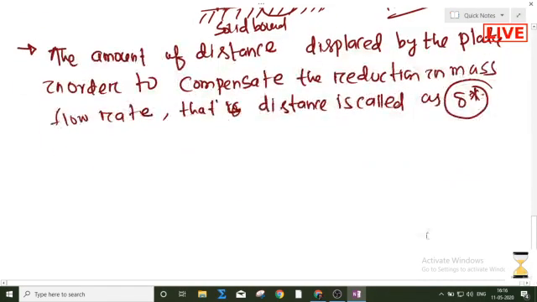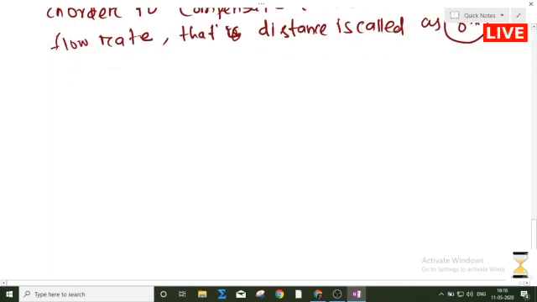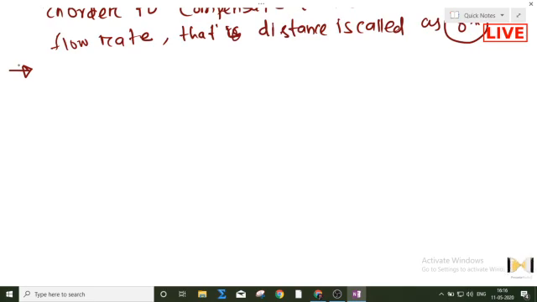As there is a reduction in mass due to the formation of the boundary layer, definitely there will be reduction in momentum also, because momentum is equal to mass into velocity. If there is a reduction in mass flow rate, definitely there will be reduction in momentum. And there will also be reduction in kinetic energy of the fluid, because kinetic energy is half m v square. That is called energy thickness.